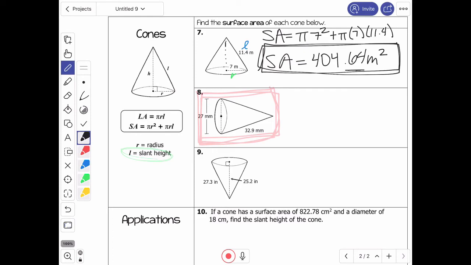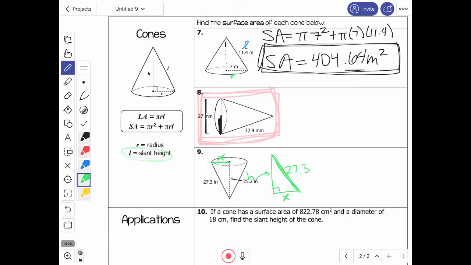Okay, you should be able to do number 8, easy peasy. Just make sure you don't get mixed up and you only use the radius and not the full diameter. So number 9's a little different. In 9, I'm given the height this time, and I'm not actually given my radius, so I don't know what this is. But if I take this triangle and I flip it upside down, this would be my radius, that I don't know. My height would be 25.2. And then my slant height is this diagonal in the triangle, so it's 27.3.